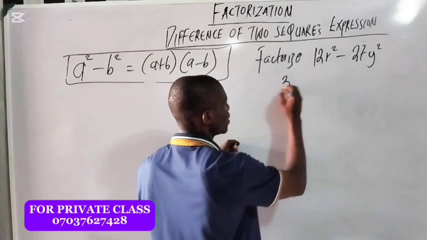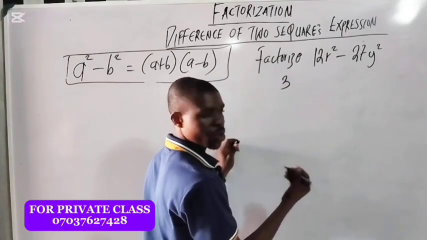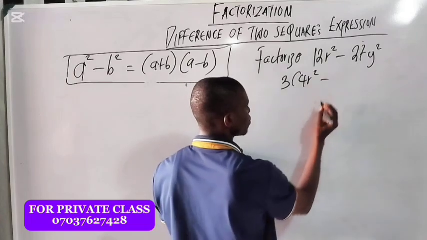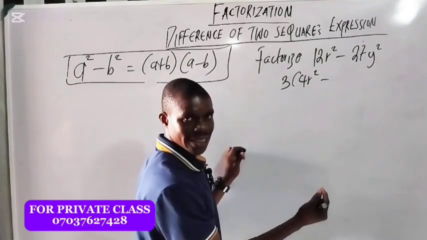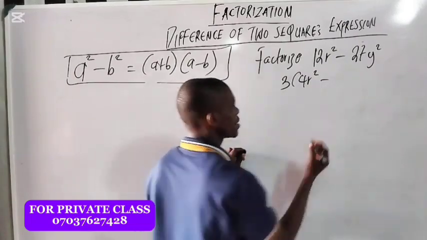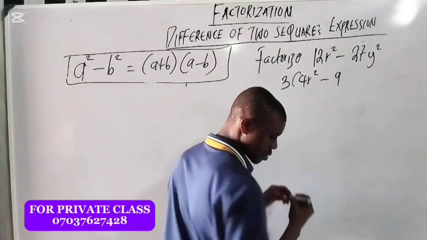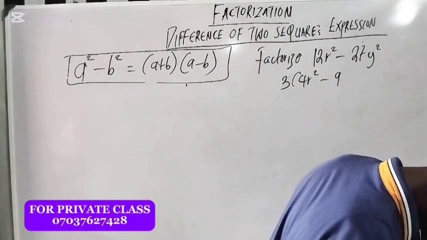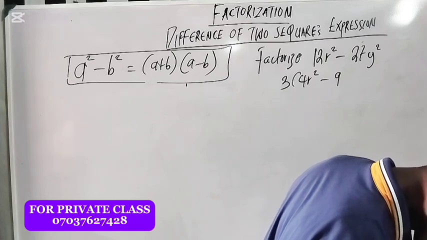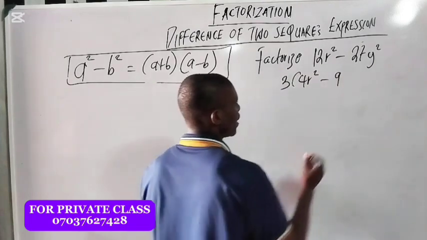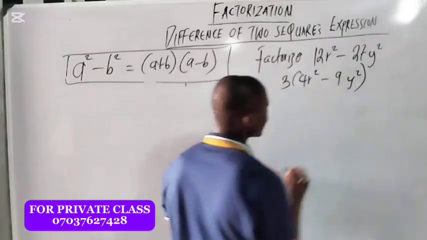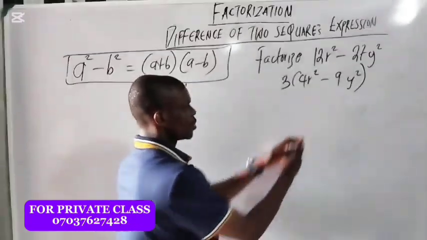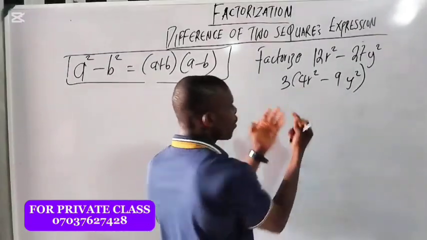Now 3 going into 12 is 4, so it's going to be 4r square, right? Minus 3 going into 27 is 9, so 9y square, right? With this, it now makes sense to us, right? So you can now remember 4.